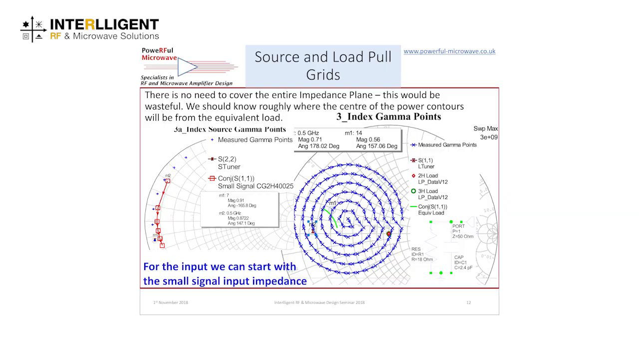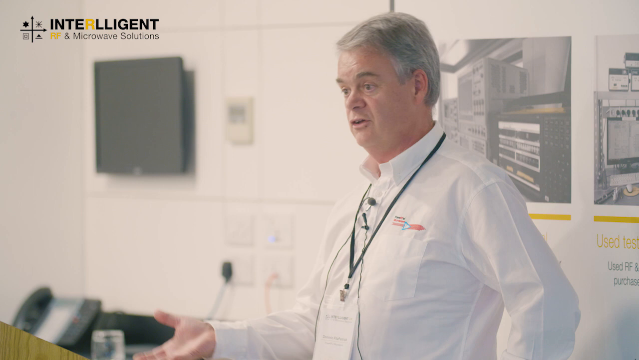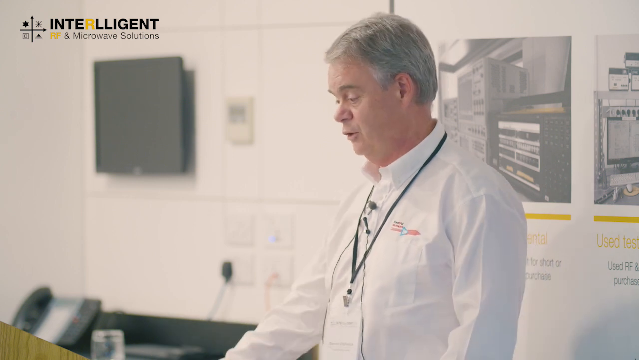For the source, we've got our source pull grid, so that's these points here, and we're basing that on the conjugate of the input impedance of the small signal. So we can just look at the S parameters of the small signal of the device and say, okay, well that's the impedance we're going at, and we'll use those for starters. We'll go into it in a bit more detail later, but you need somewhere to start when you're doing your load pull simulations.